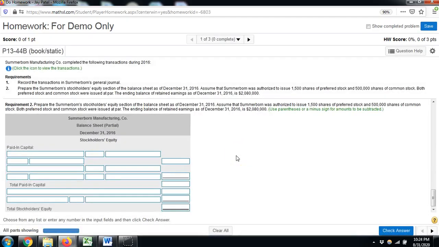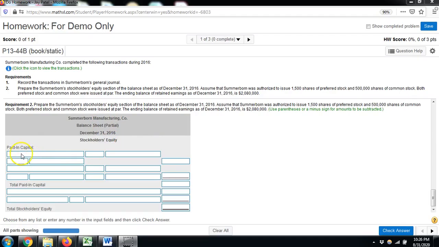Okay, so now we've done the transactions. Now we want to basically fill out our equity portion of our balance sheet. So we're going to have to look back and see what happened, and also it looks like it's giving us some information here. So let's think about how we're going to do this.